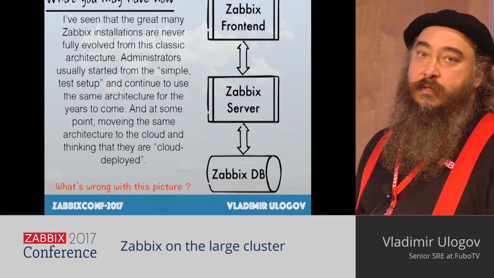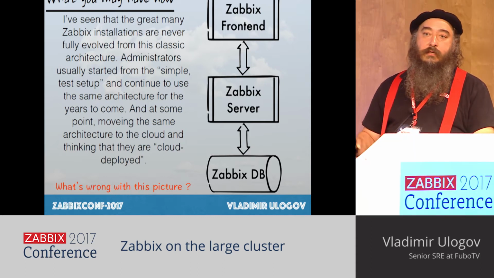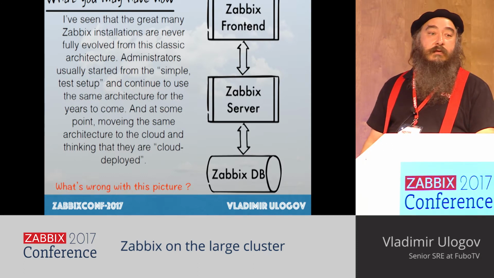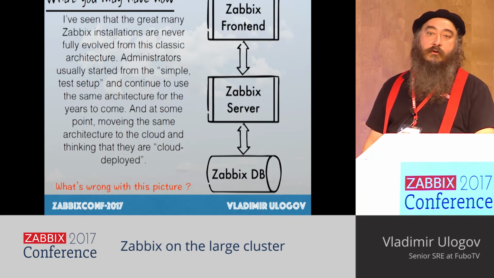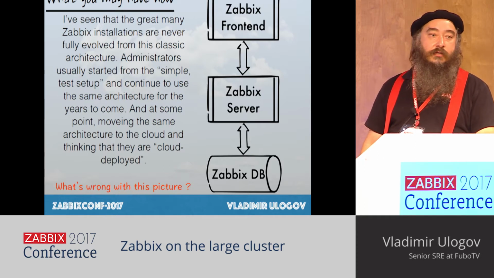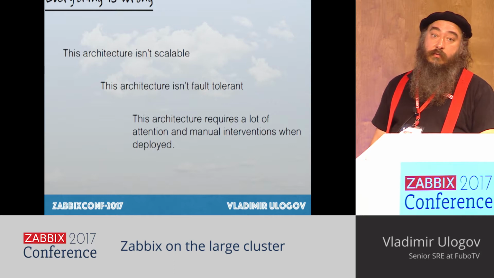Next, management starts to have some ideas about deploying on the cloud. They ask, hey, now we need to deploy the same infrastructure on the cloud. And a great many people take the same three components, or probably more due to the proxies, just deploy them on the computing infrastructure on the cloud, and think that their mission is accomplished. They deploy Zabbix on the cloud, where in fact, everything is wrong with this deployment.